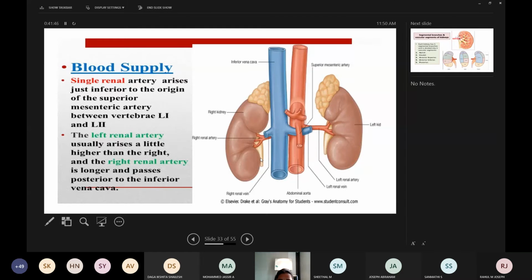It is supplied by the renal artery which originates at the junction between L1 and L2. This is almost at the same level as the superior mesenteric artery. These are the lateral branches of the abdominal aorta. The right renal artery has a longer course compared to the left one because the abdominal aorta is placed a little to the left side. It passes behind the inferior vena cava and the right renal vein. On the left side, it passes behind the left renal vein.